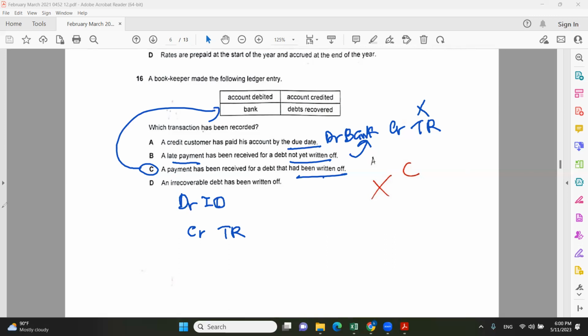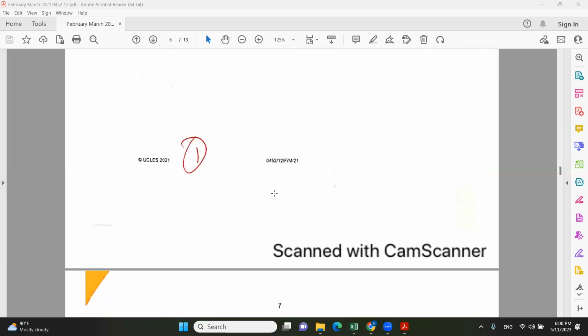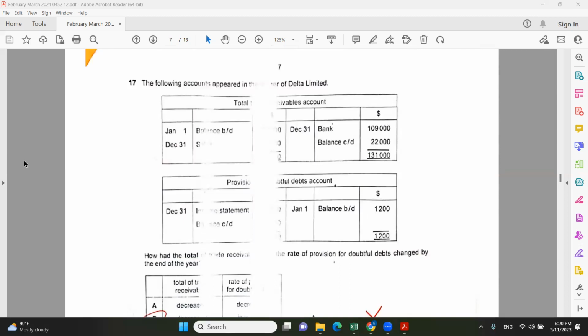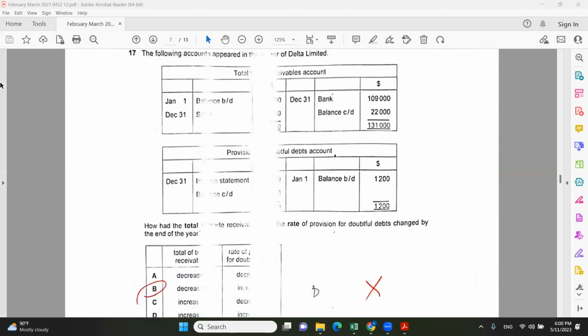Okay, I move on. The following totals appear in the ledger of Delta. This is the trade receivable, this is sales, this is bank, and then this is a provision. I can't see the numbers. Let me see what the information is. I am also not sure what the information is.